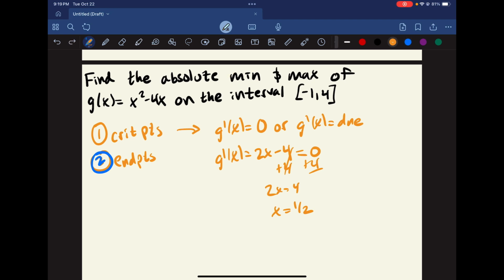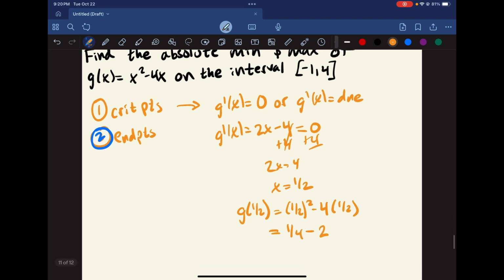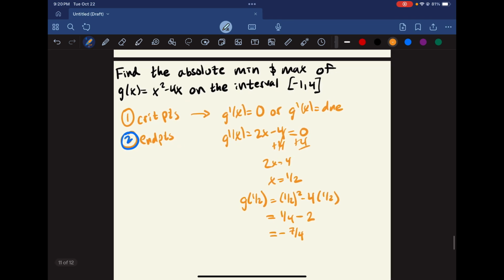So let's just plug in the critical point here and see what we get. So g of 2, we plug that in, we get 2 squared minus 4 times 2. So that's going to be 4 minus 8, so that will be a negative 4. All right, so we got negative 4 there.